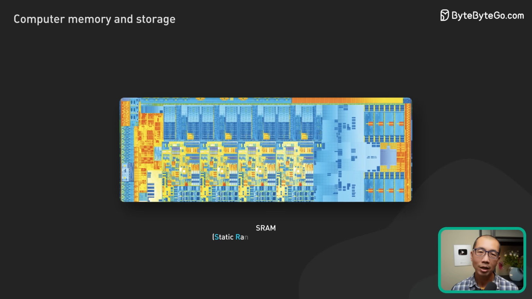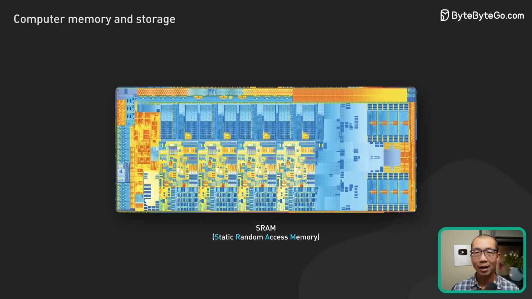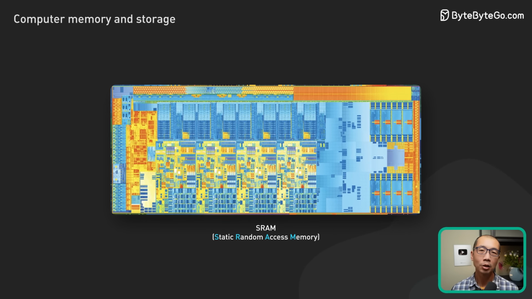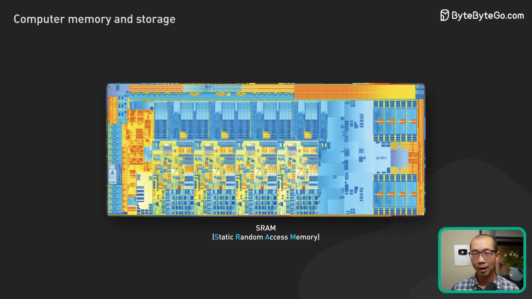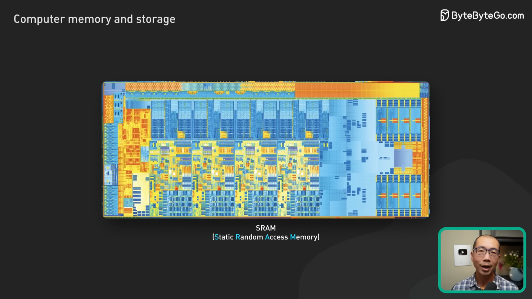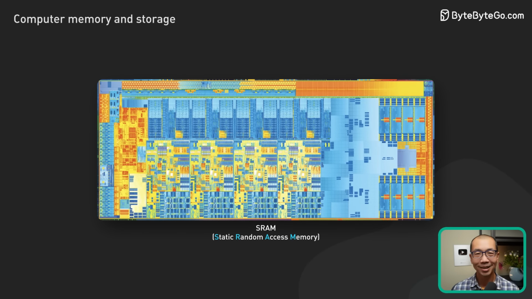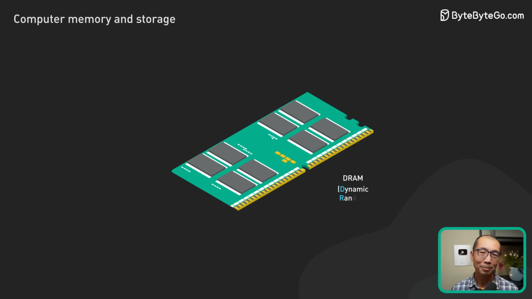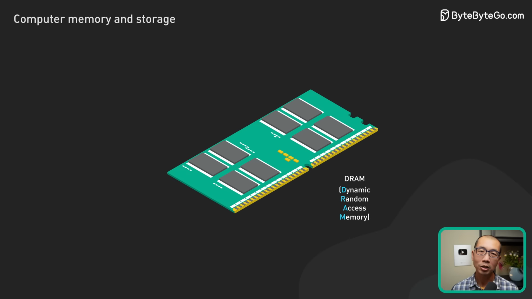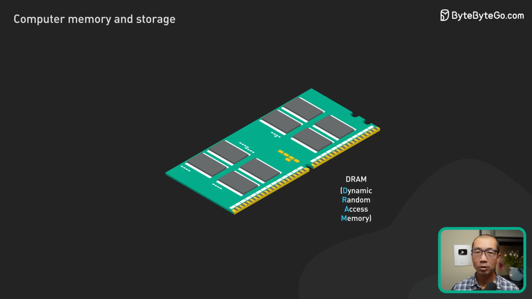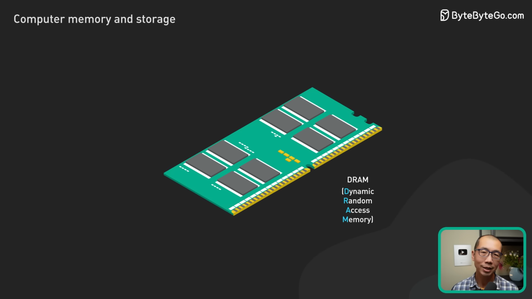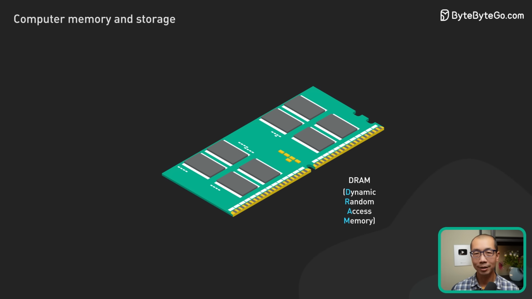SRAM, or static random access memory, is a fast and expensive type of RAM used in high-speed applications like CPU caches, where quick access time is crucial. DRAM, or dynamic random access memory, is slower and cheaper than SRAM. It needs to be constantly refreshed to retain data, making it more high maintenance.